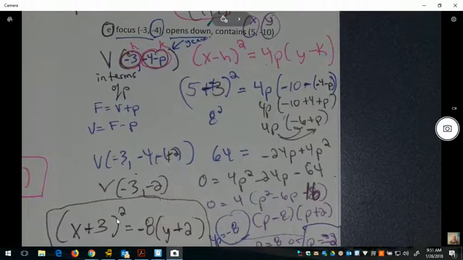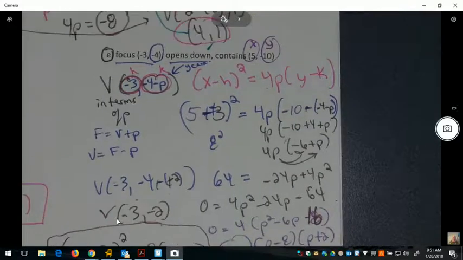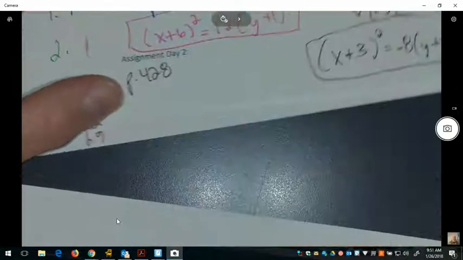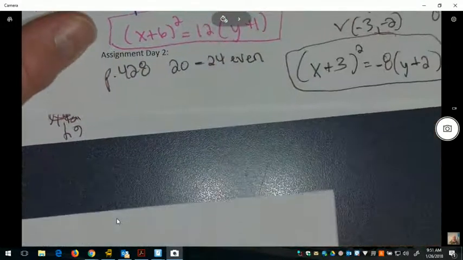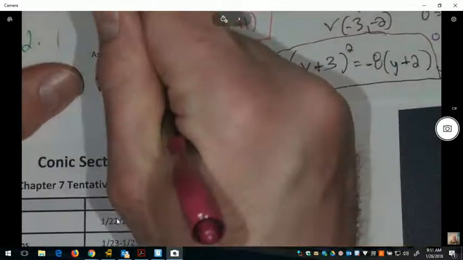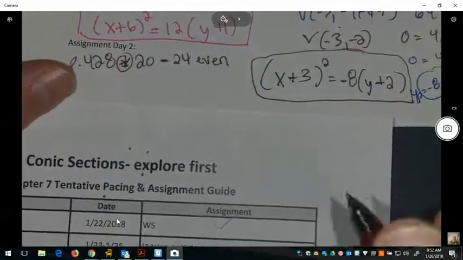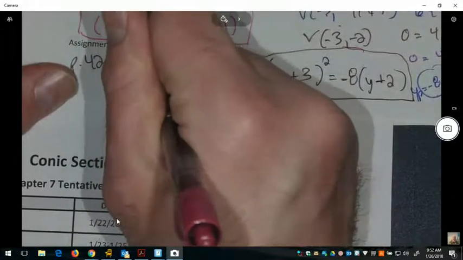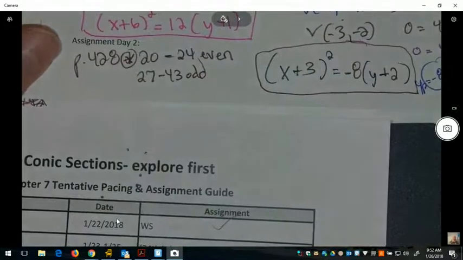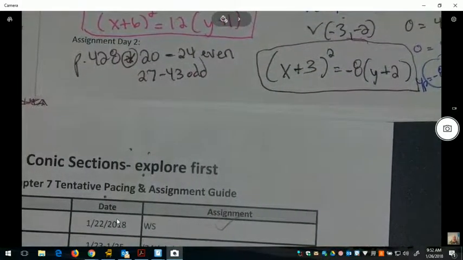The assignment for this section for day 2 is coming from page 428. 20 through 24 even, that's only 3 problems. Those are like yesterday where you have to get it in standard form and graph it, just because there's going to be a lot of those that you're going to see on assessments and when you have a little more practice with that. And 27 through 43 odd. Those are more like today's problems, where you're building the equations from some given information.